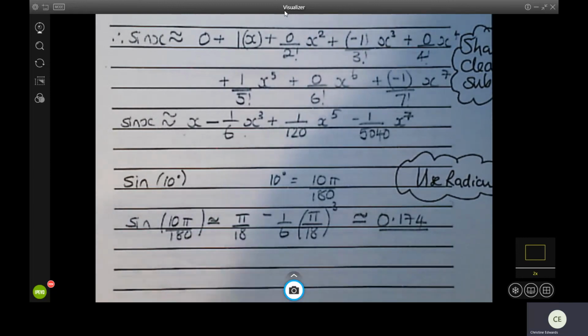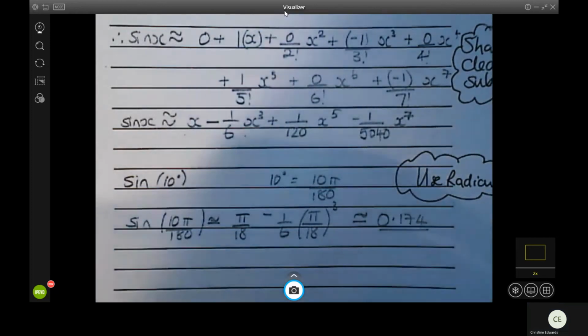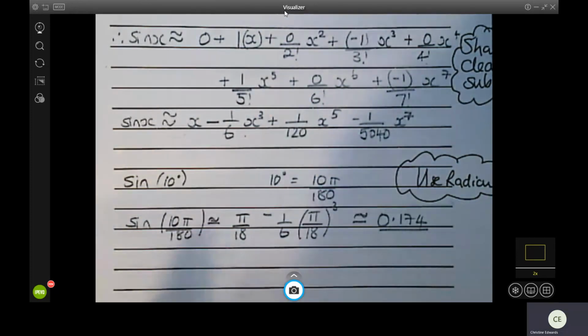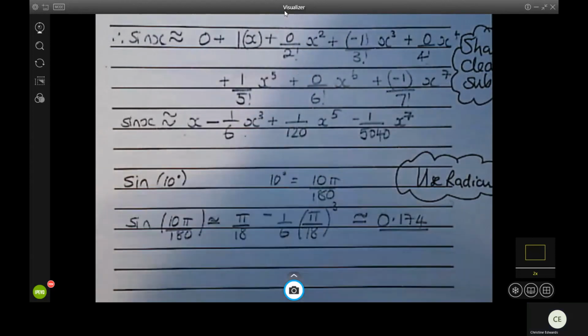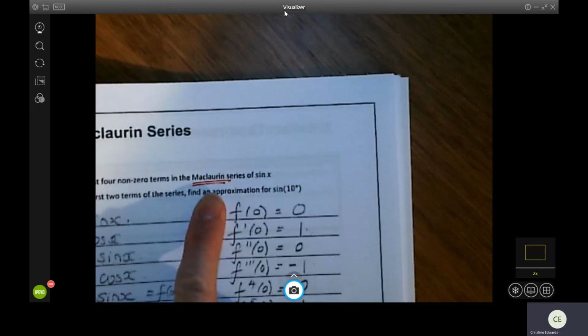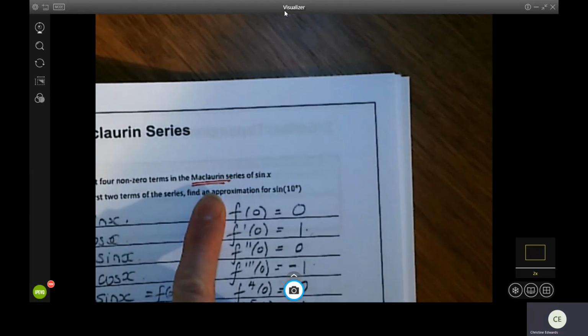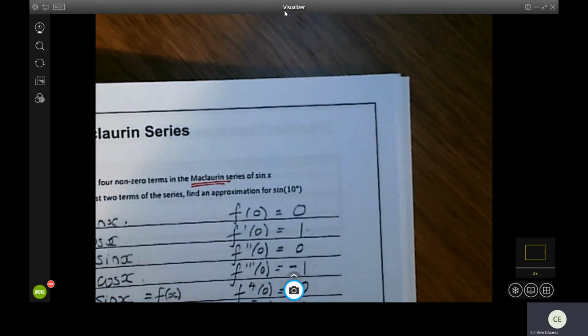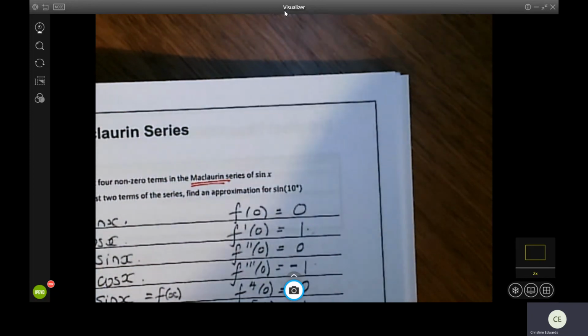In this case, I wasn't asked to give the general term, but I could work it through and derive a general term. So that's Maclaurin series when the question says, please use Maclaurin series as it has done here. Notice I've underlined the word Maclaurin. The next video will explain about series expansions where it's based on Maclaurin, but we have expansions already done for us.